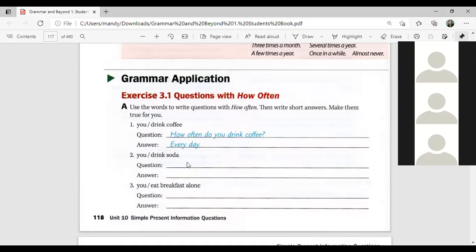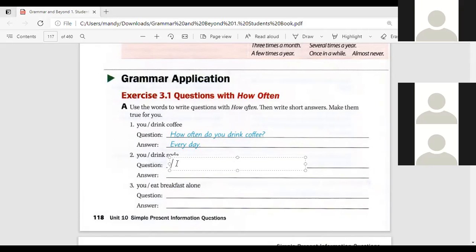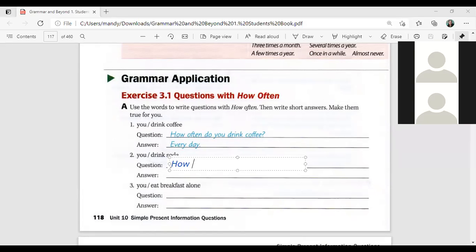What is the question in that case? Remember, we use how often, this is the WH word that we use. The question: how often do you drink soda? Okay, excellent. And you answer. Every day, every week, in a celebration. This is your personal information. How often do you drink soda? Maybe you can use one of the frequency words, for example, almost never. It's possible.